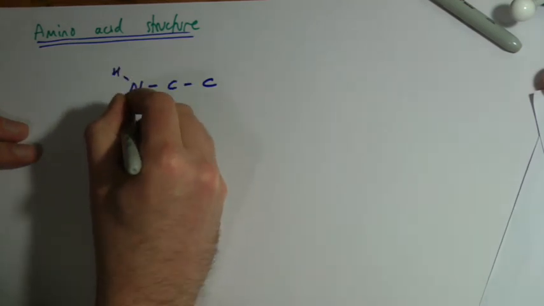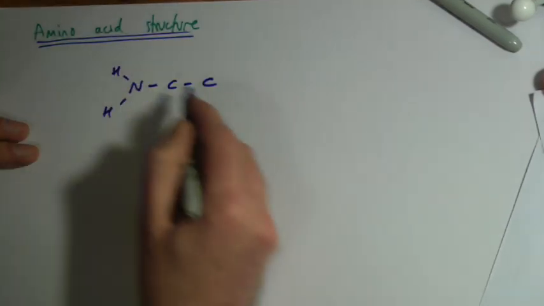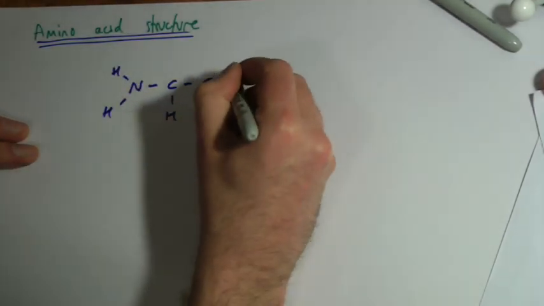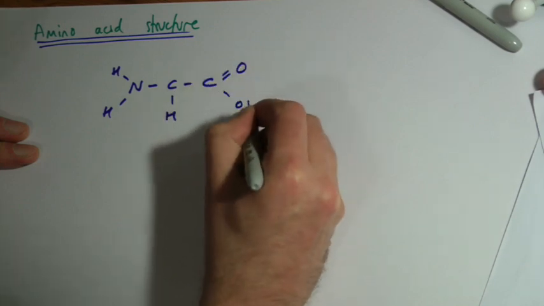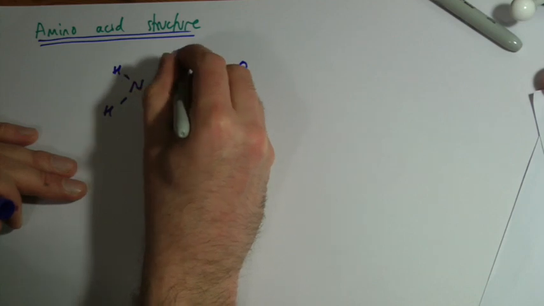And then if we fill the rest in, we've got the two hydrogens on here, that will be the amine group. I'm going to have a hydrogen here. Now this is our carboxyl group. That's the carboxyl group at the end. And I've got an R group sitting off there.